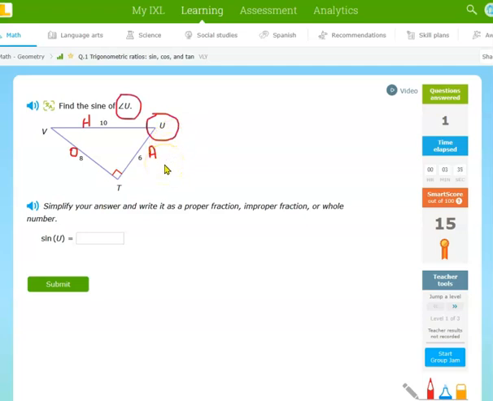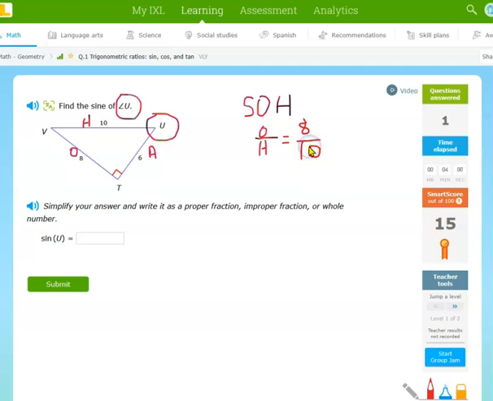Okay, now we are going to write our ratio. Again, we have sine, SOHCAHTOA. Sine is S-O-H. So that tells us that the sine ratio is O over H. And we're going to go look at our picture to build that ratio. O is 8. H is 10.